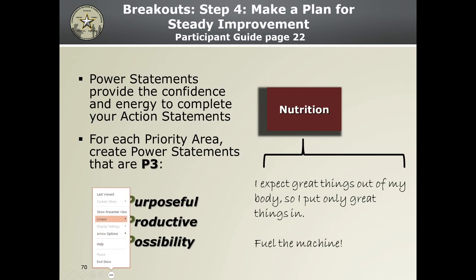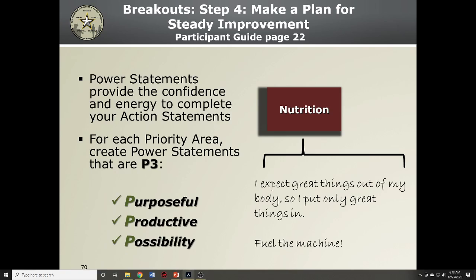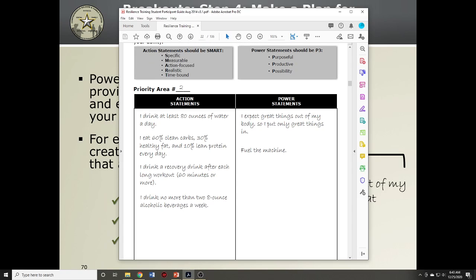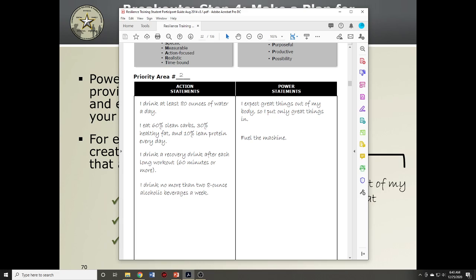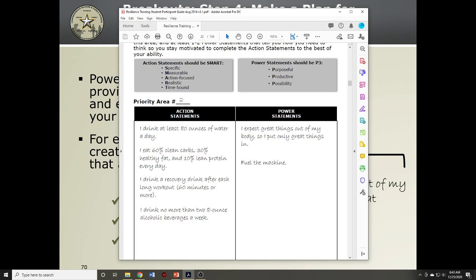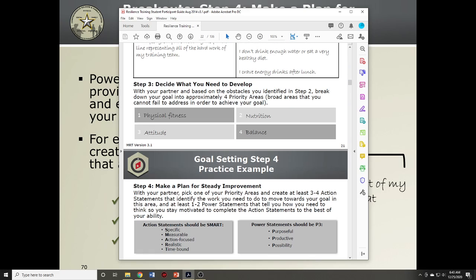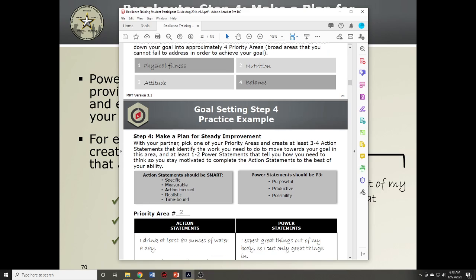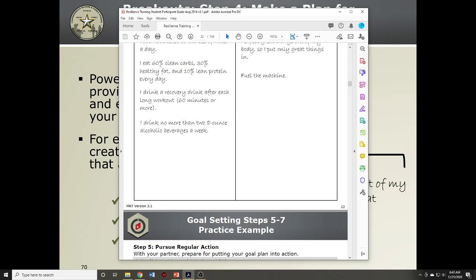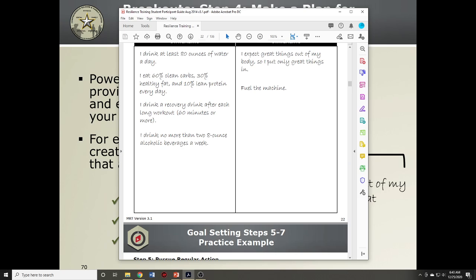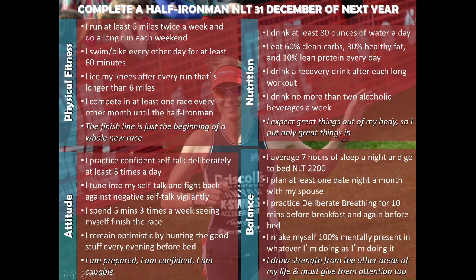So let's go back to the PDF here. Write those down in your power statement. And you're going to do this for each of your priority areas. So we covered priority area number 2, which was nutrition. But you're going to do this for all 4 of the priority areas that you come up with. And this is what it'll look like when you're finished.